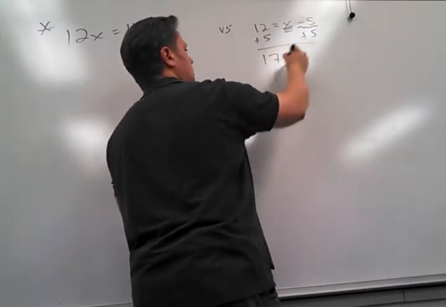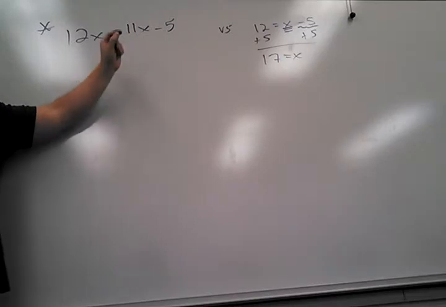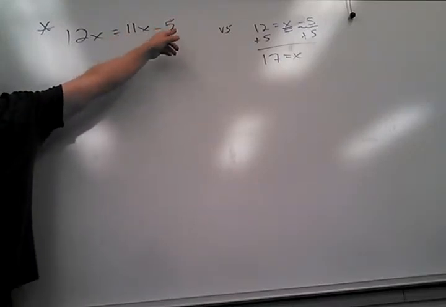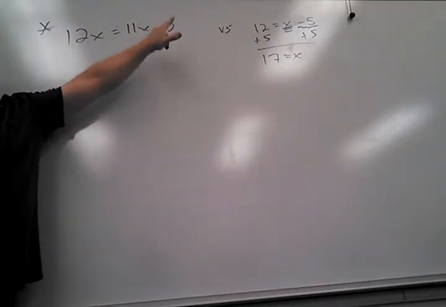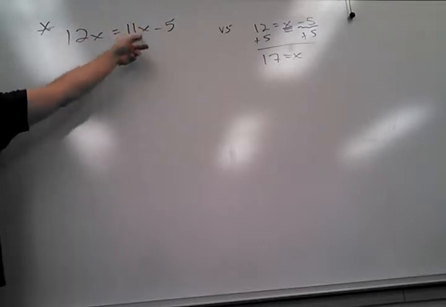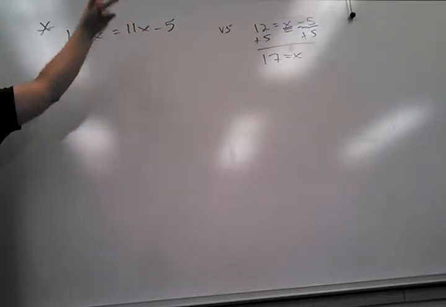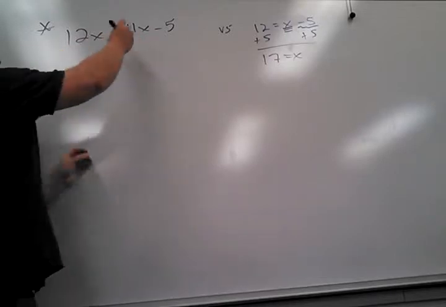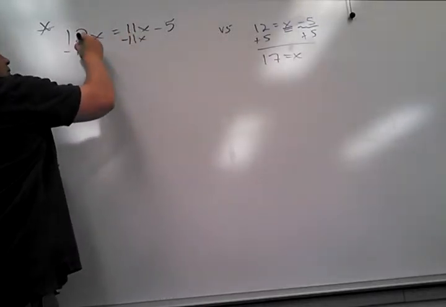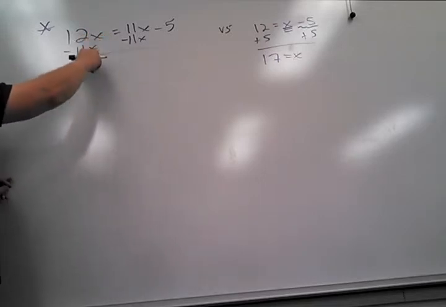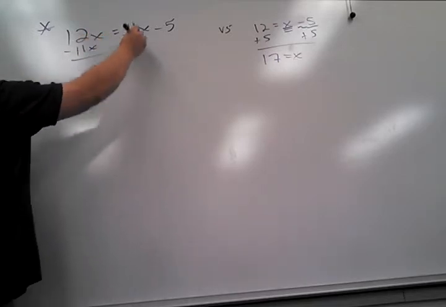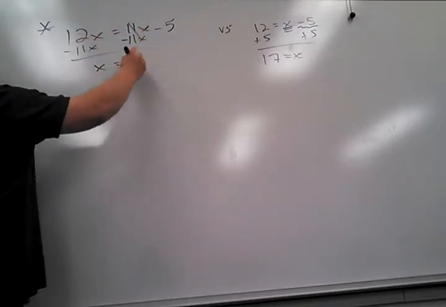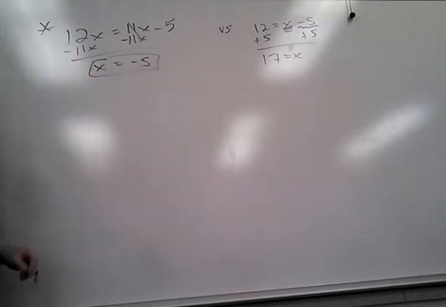Now on this problem, are the numbers the problem? No, they're all fine. All your numbers are right there, but your variables are on both sides. So which set of variables is in the wrong place? The 11x's are in the wrong place. So subtract 11x. What's 12x minus 11x? Beautiful, 1x. Negative 5. That's it.